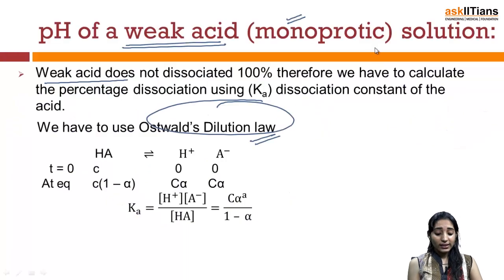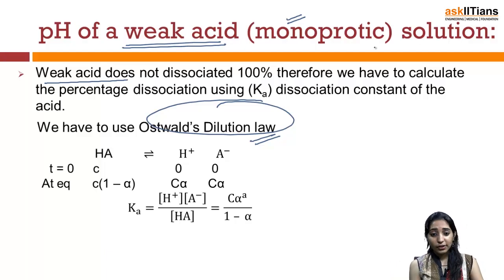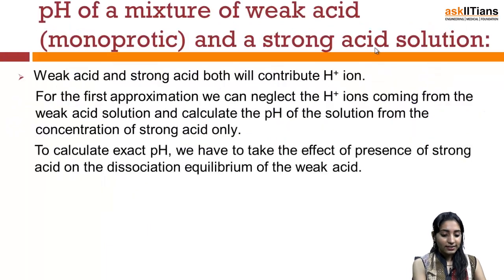Thus, using this method, we can very easily calculate what will be the pH of a weak acid, which is a monoprotic acidic solution. Let's continue the discussion further, and let's talk now about the pH of a mixture of a weak acid, which is a monoprotic acid, and a strong acidic solution.